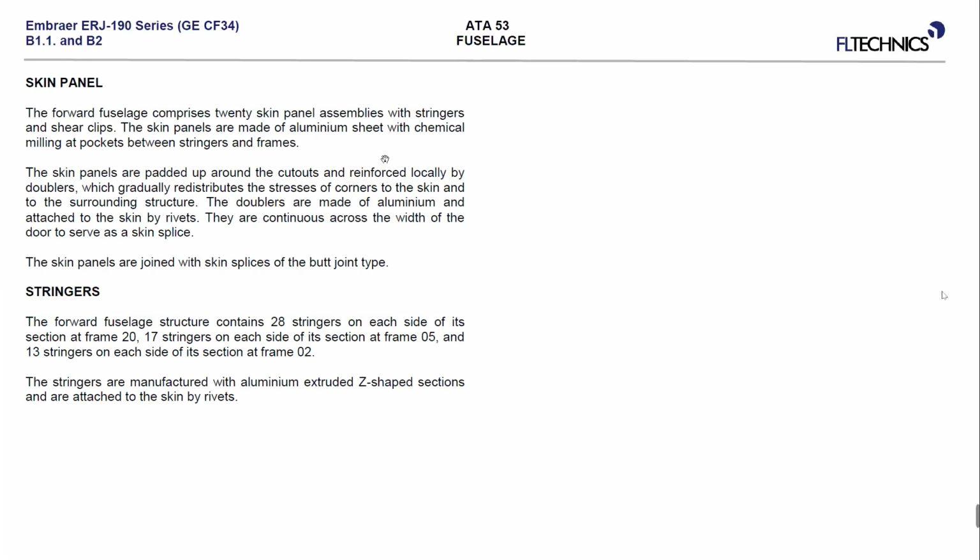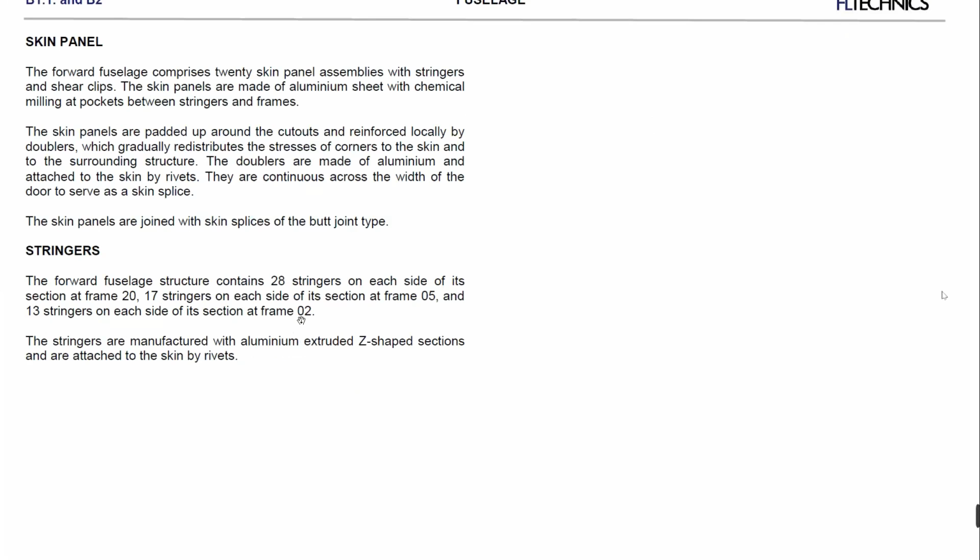Okay, so in some places we have to increase the strength of the structure, especially where we have cutouts, and this is done by doublers most of the times, as it is written here. So the skin panels are joined with the skin splices of the butt joint type.